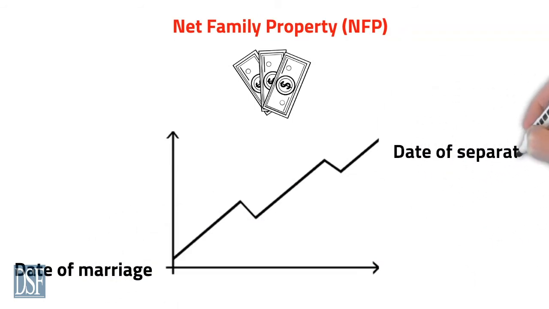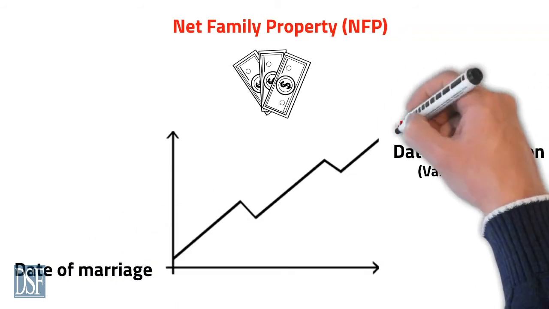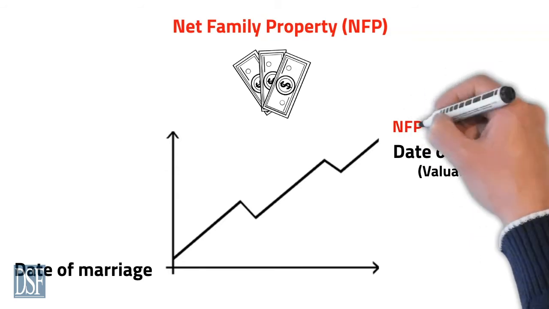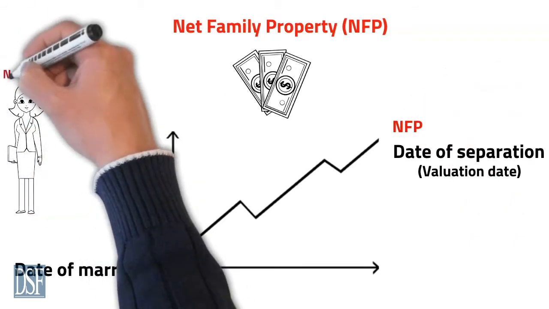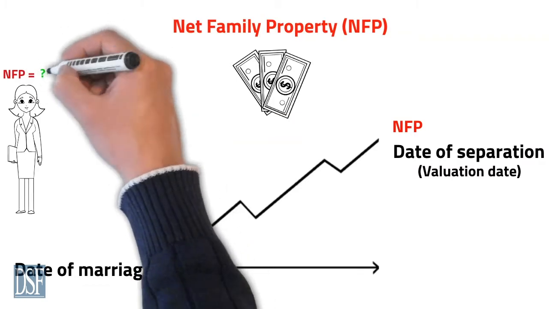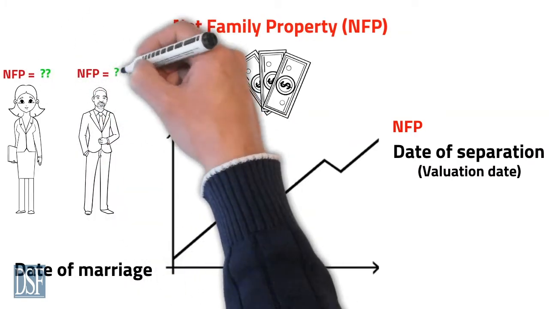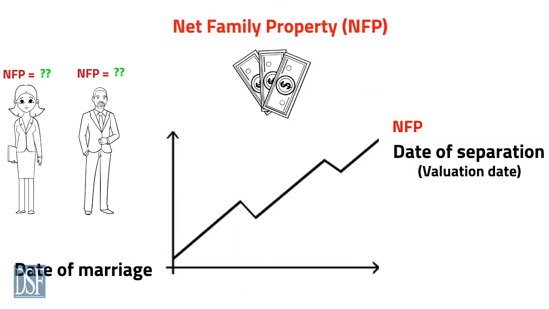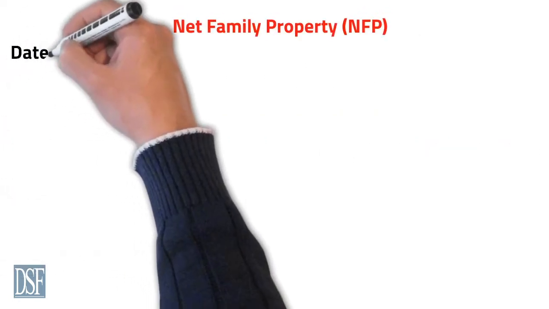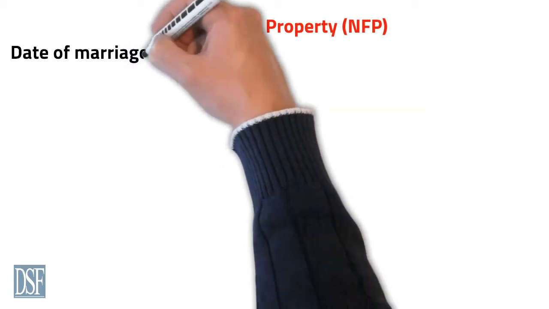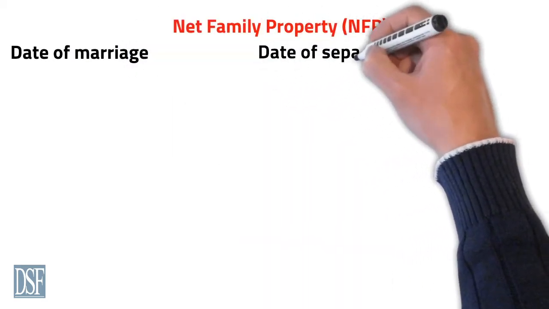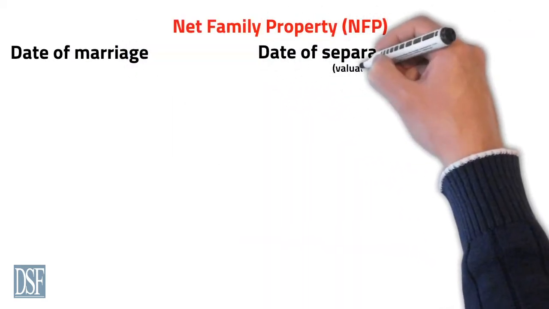At the end of the marriage, each spouse will have what's called a net family property assigned to them, or an NFP for short. And the first step in solving this problem is figuring out each spouse's NFP. To do this, we have to pay attention to two very specific dates, which are the date of marriage and the date of separation, or what we also call the valuation date.